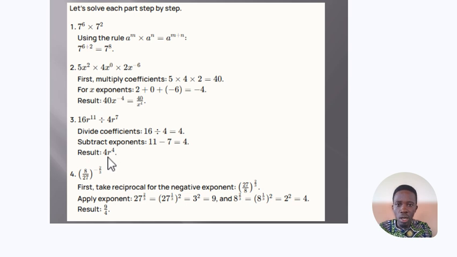So we have solved for the coefficient, which is 4. Then the exponent or the power is now 4. So the answer is now 4r raised to power 4. Is it clear? Okay. All right. Now, any question? Okay. So let's move on to number 4.